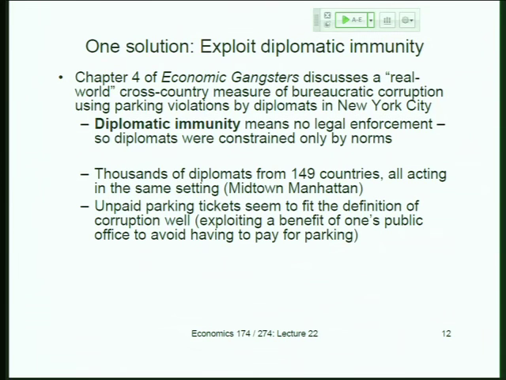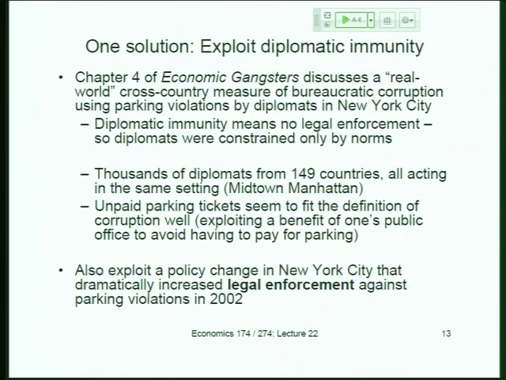You can imagine. Okay, so the other thing that we're very lucky and we can exploit here is it actually turns out that the city of New York was able to do something a little tricky to effectively boost the legal enforcement against diplomats who were parking illegally after 2002. So we're going to be able to see the behavior of diplomats without legal enforcement and with legal enforcement over time and see how their behavior changes. So this is an interesting real-world setting that may help us understand the role of norms versus enforcement in combating corruption.